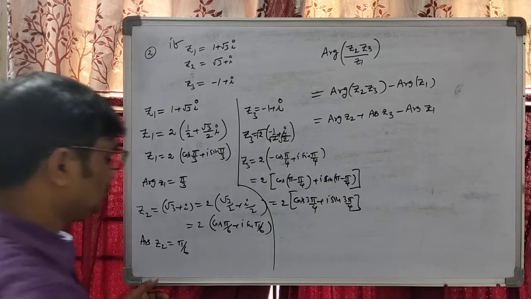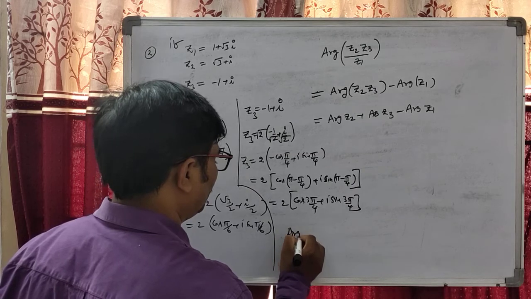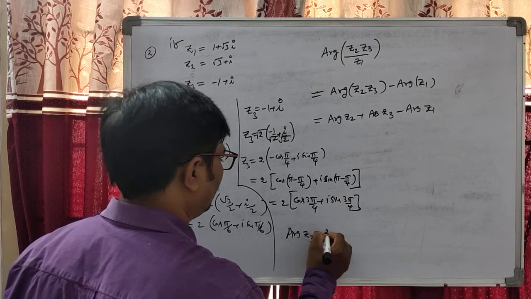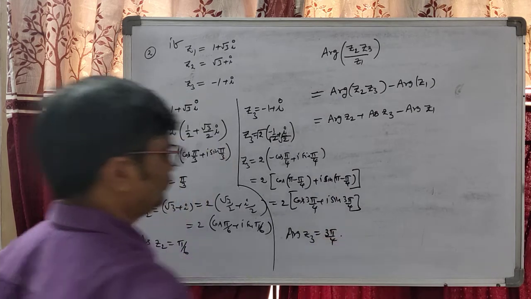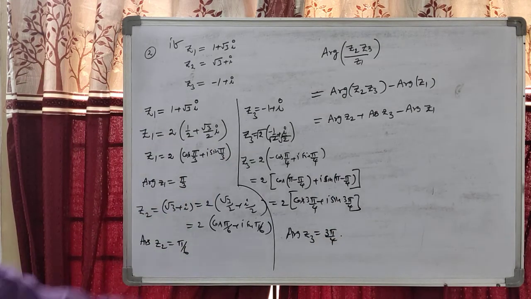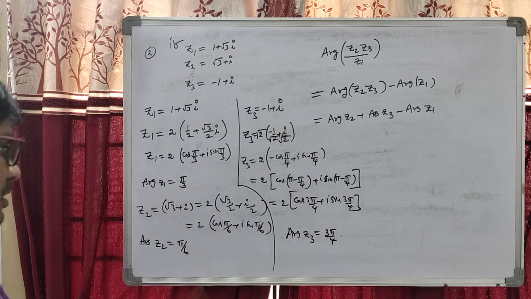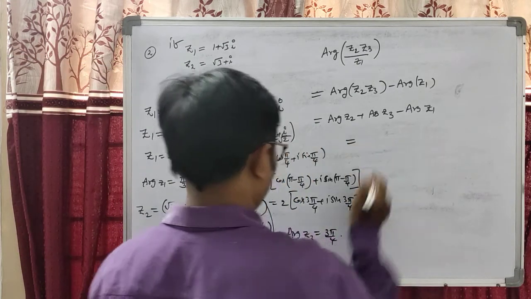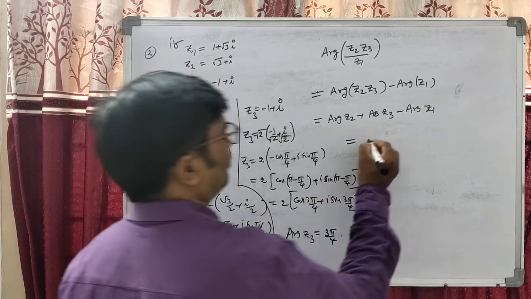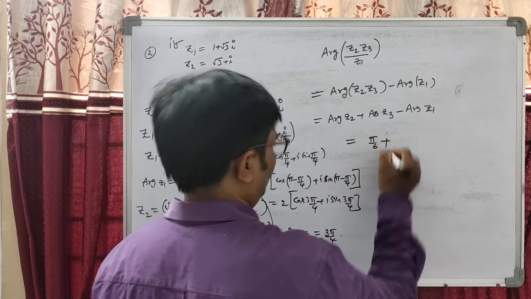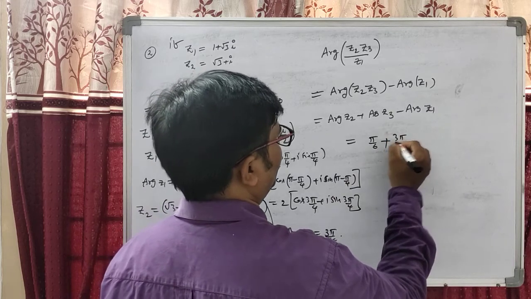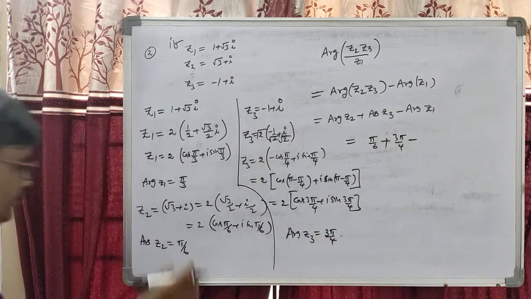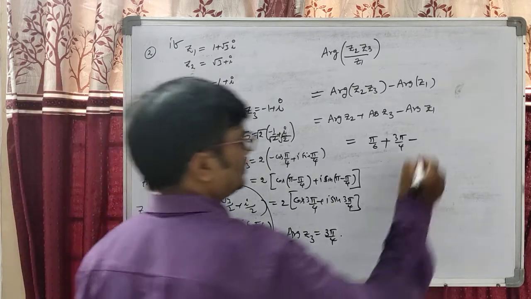So students, the argument of Z3 equals 3 pi by 4. The argument of Z1 is pi by 3, Z2 is pi by 6, and Z3 is 3 pi by 4. So the argument of Z2 is pi by 6, and the argument of Z3 is 3 pi by 4.